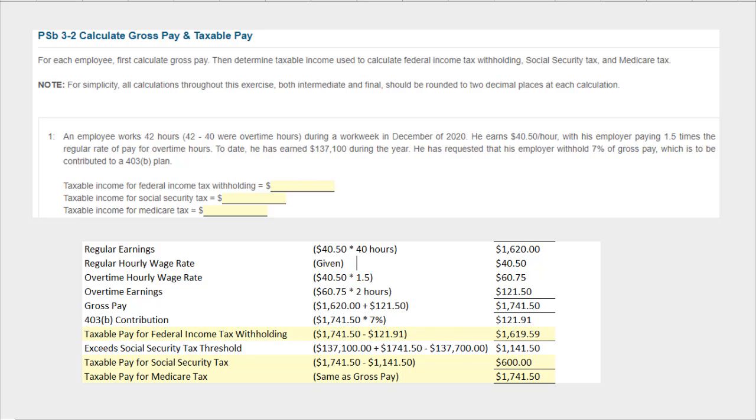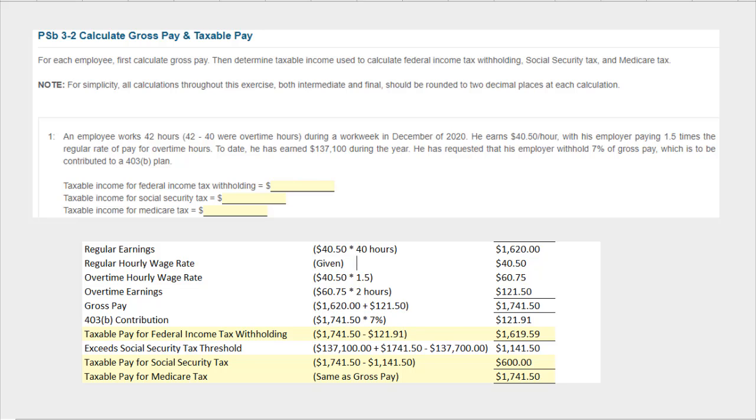An employee works 42 hours, so we know right away 2 hours of overtime. He earns $40.50 per hour, and his employer pays time and a half the regular rate of pay for overtime hours. To date, he has earned $137,100 during the year. That's very important because we need to know the threshold, so the year-to-date earnings up to this point. He has requested that his employer withhold 7% of gross pay, which goes into a retirement plan called the 403B plan.